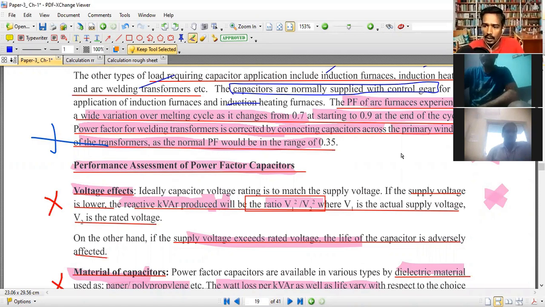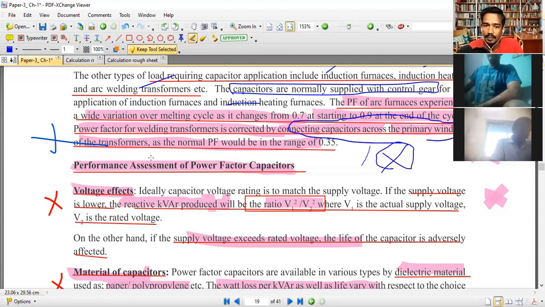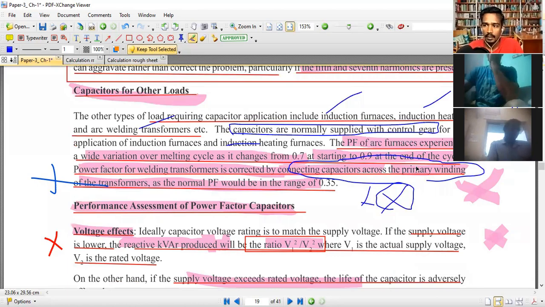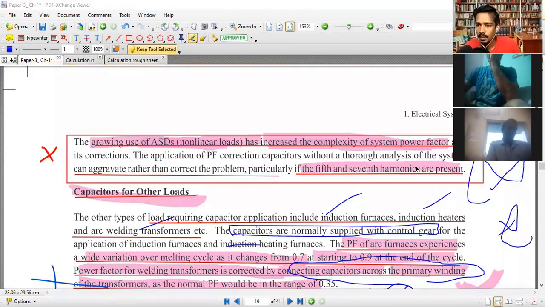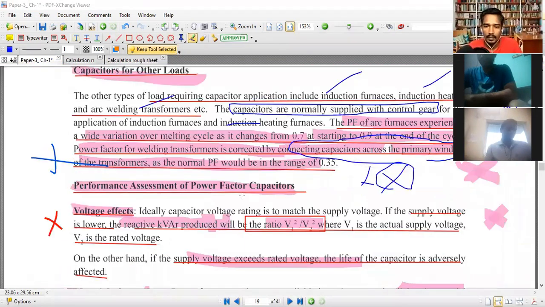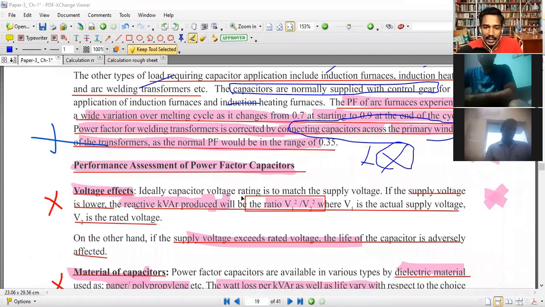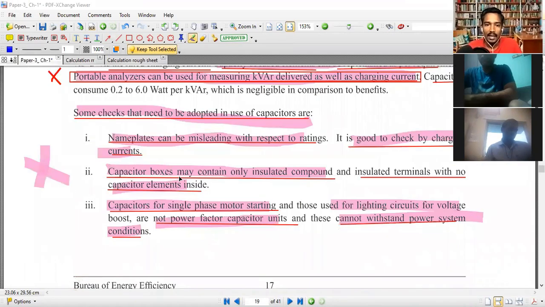Another very important one is arc welding. It always needs power factor correction. In the welding method, the capacitor bank is always connected across the primary winding. Very important. Next, we can discuss another topic.